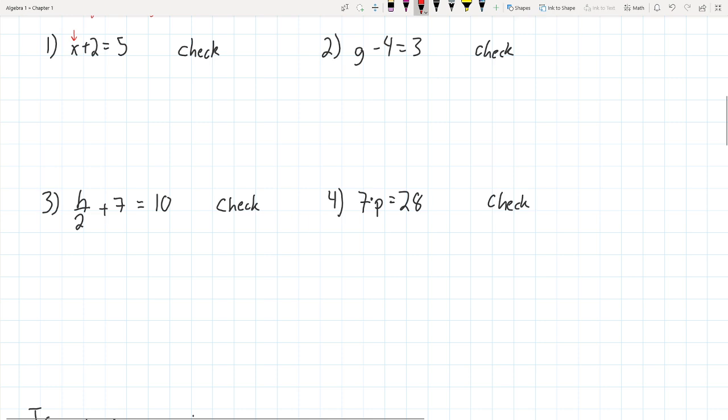We were just talking about it a little bit. What we're going to use is some inverse operations. So how do I get rid of adding 2? Well, the way that you get rid of adding 2 is you subtract 2.